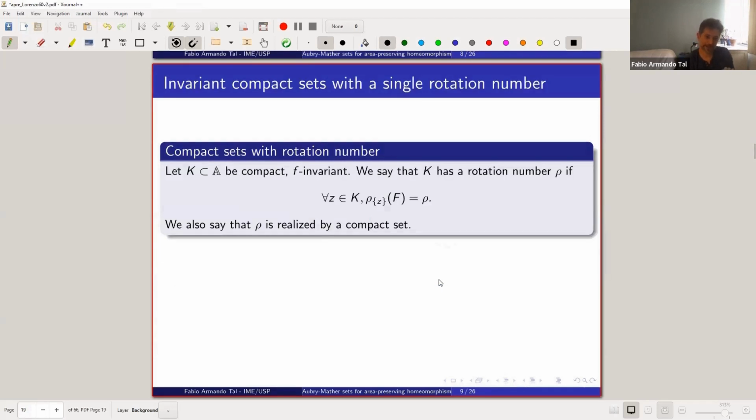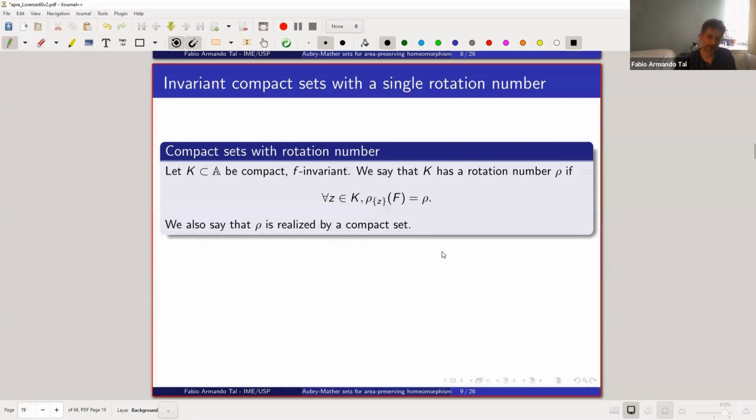Okay, and there is a final notion that I want to bring, which is the idea that when you have a compact set that has a single rotation, we say that a compact set has a rotation number if it holds that, first, it's an invariant compact set, and second, every point in this compact set has the same rotation number.